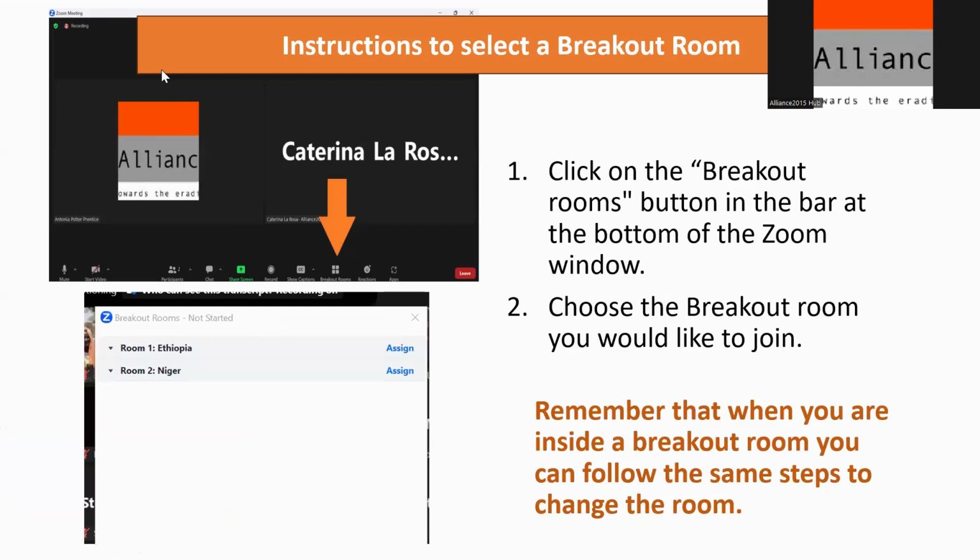Hi everyone. So yes, as you can see in the slides on the screen, to open the breakout rooms, you will see at the bottom of your screen the icon to enter the breakout rooms. And once you click on it, you can then choose the breakout room that you would like to join. So then, as you can see in the second image in the slide, you can choose between room 1, which is for Ethiopia, and the second room, which will be for the project in Niger.